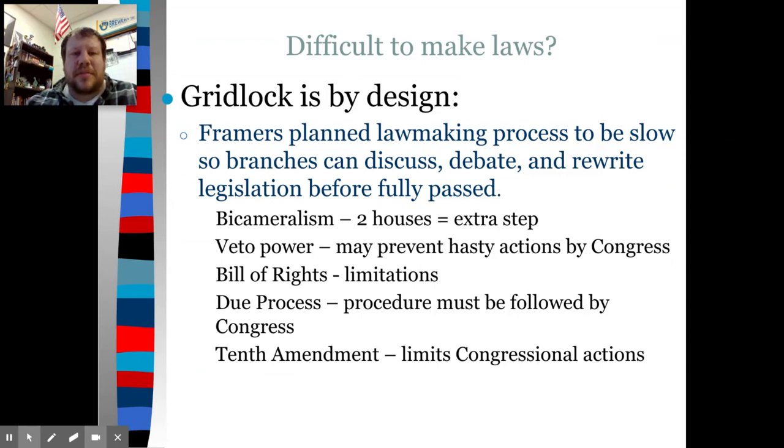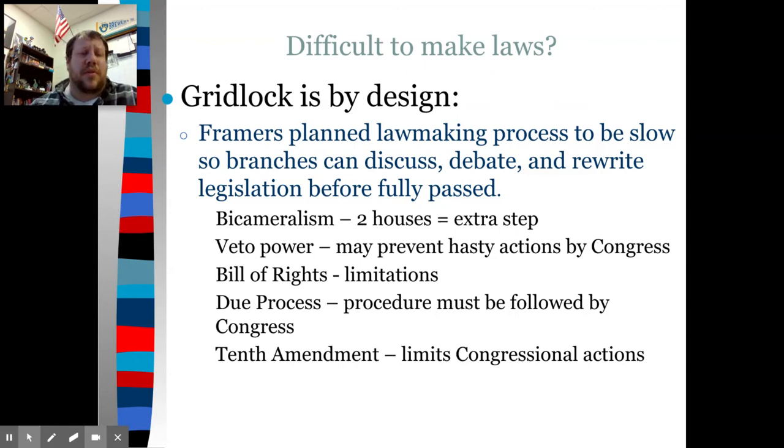It's really hard to make laws because they actually made it a gridlock by design. They want to make it slow. They want to make it deliberate. They want to make it so that you have to debate it, rewrite it, and go through it multiple times before things actually work. With the bicameral legislature, you have an extra step. You have to make sure that the exact same bill is passed by both the Senate and the House. So there are more steps than you can think about in reality.